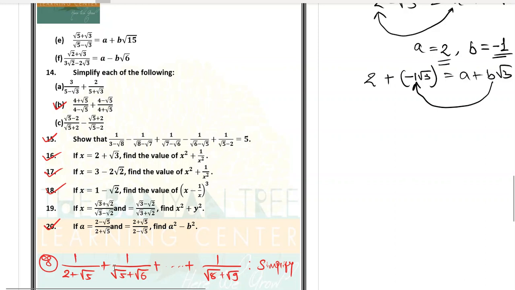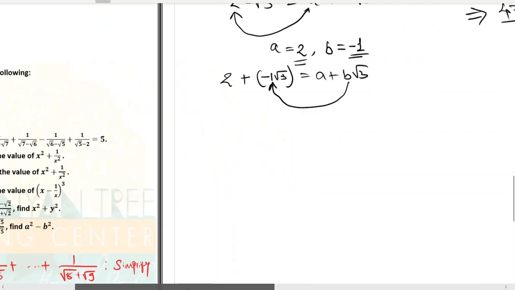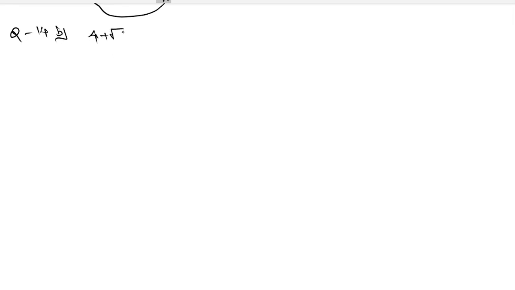So let's go to question number 14b. You have to simplify this. Question number 14 part B. 4 plus root 5 upon 4 minus root 5 plus 4 minus root 5 upon 4 plus root 5. You have to simplify this, okay?